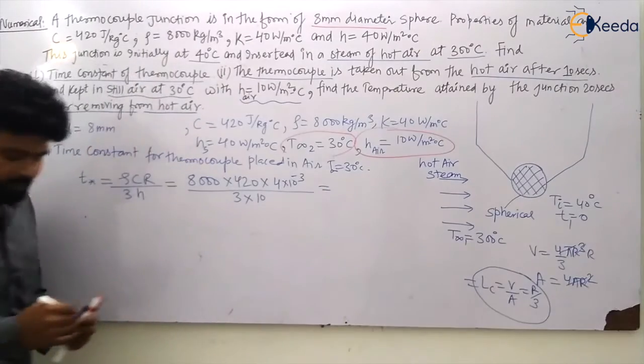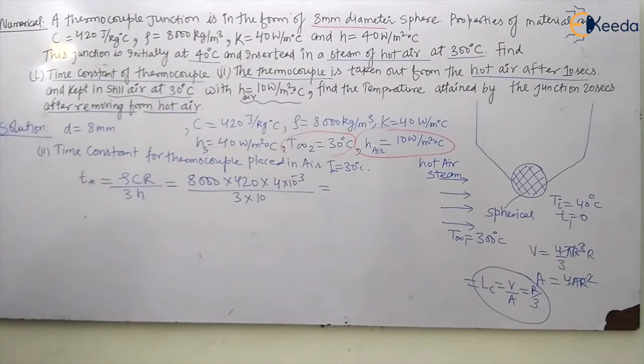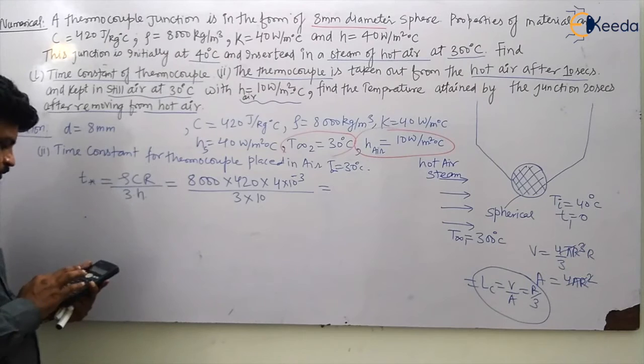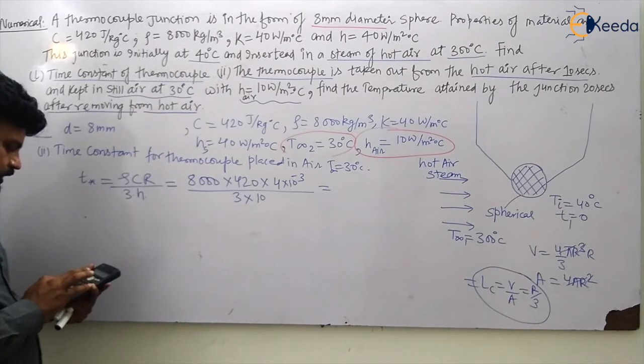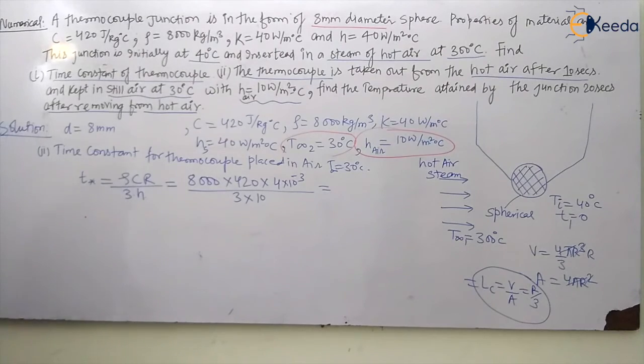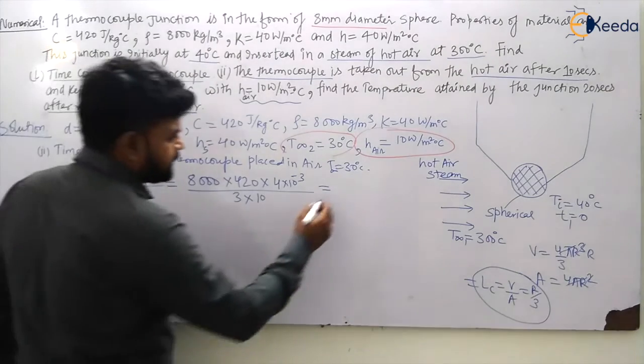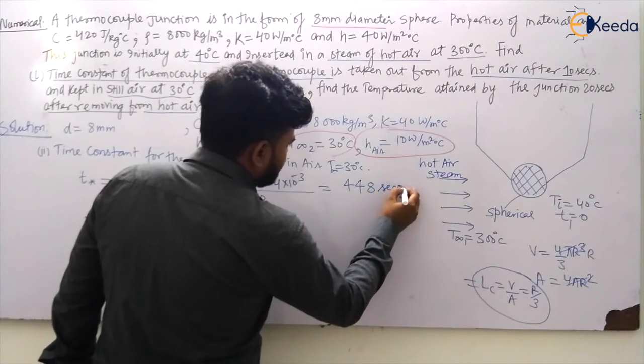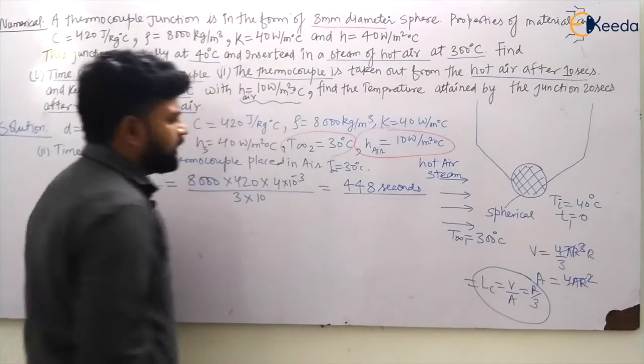So let us see what will be the time constant for this case. This will be 8000 multiplied by 420 into 4 into 10 to the power minus 3, divided by 30, my dear students. So this will be 448 seconds. Okay, now I know the time constant.